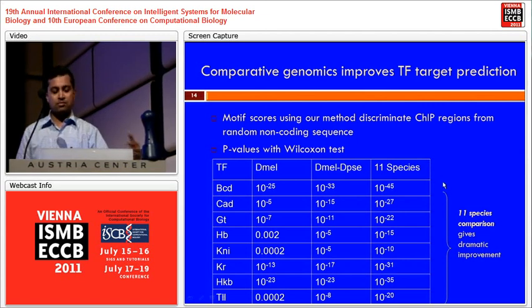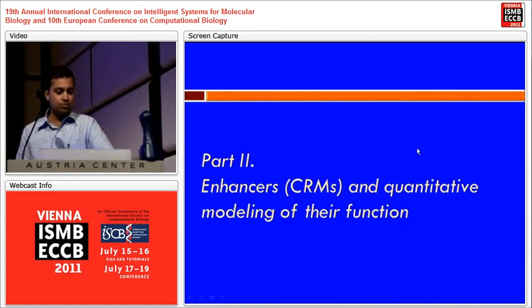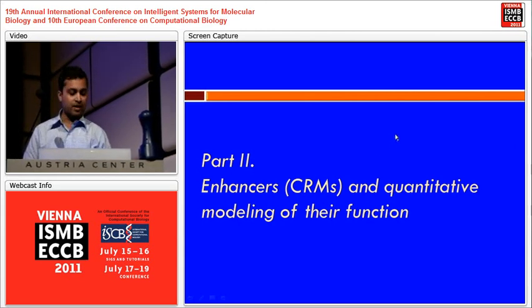So this is where I'll stop with this part of the talk, which is how to predict transcription factor binding loci in the genome. To recap, we are using an HMM to score for binding site clusters, and we are combining the scores from orthologous windows in 11 different species to get one score for each window. And that's the score we use in the rest of the talk. So now we are ready to move on to the main topic of the talk, which is to understand enhancers or CRMs and to quantitatively model their function. And I'll explain what I mean by that.